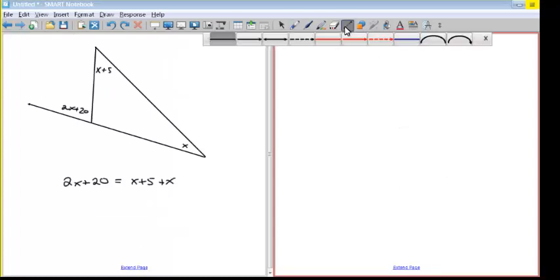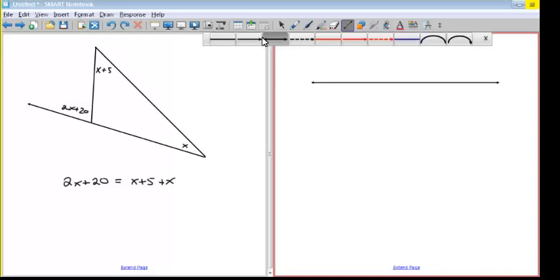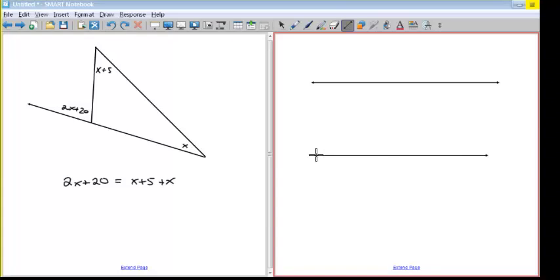There's one other case I hadn't mentioned here: if we have two parallel lines and a transversal, I could also give you something like 5x plus 7, and if I were to put this as 2x, in this case, you're either going to say they add up to 180 or they're going to be equal to each other.